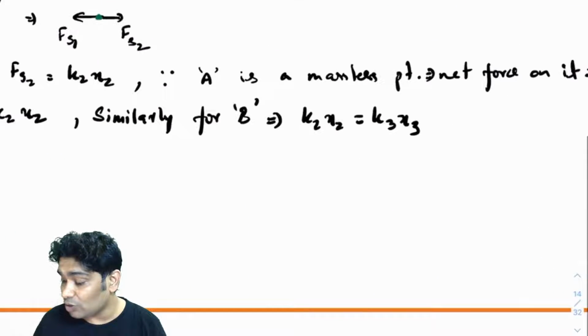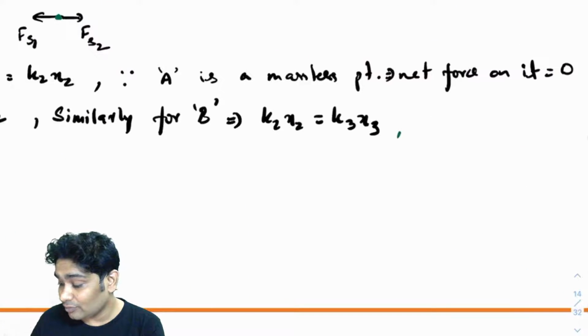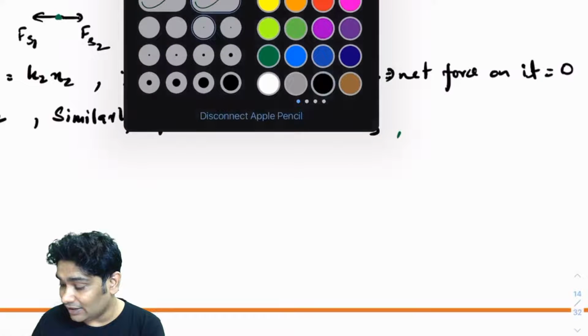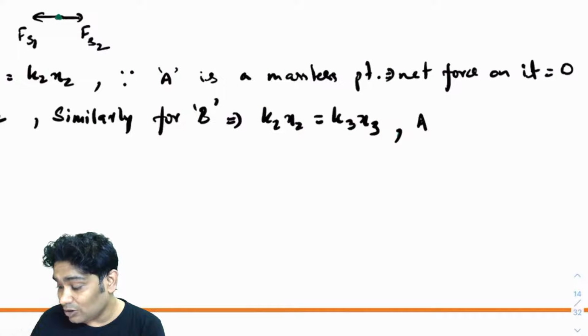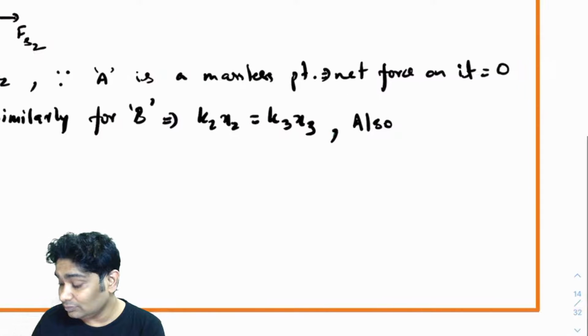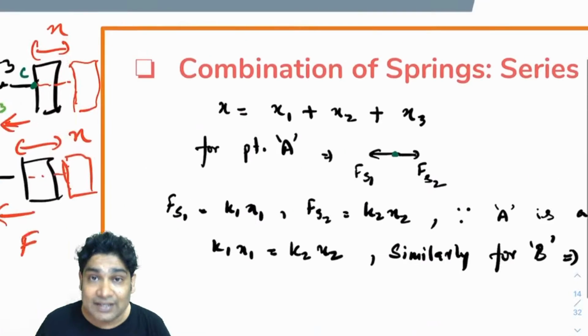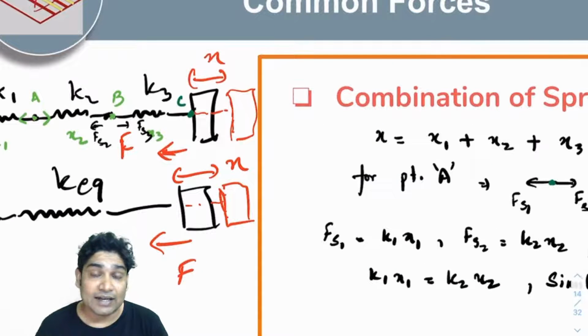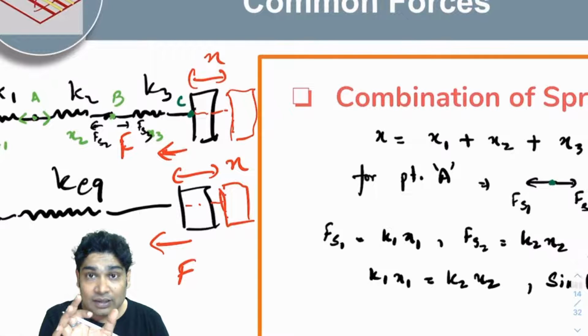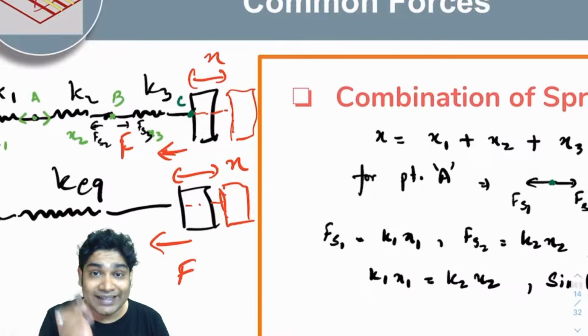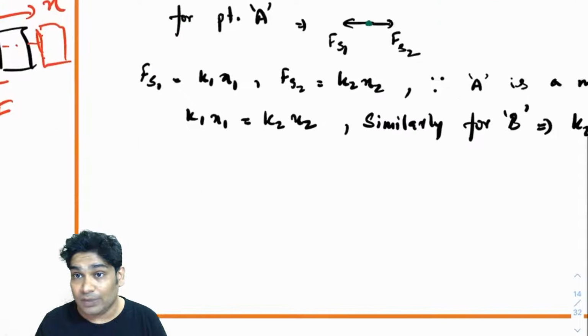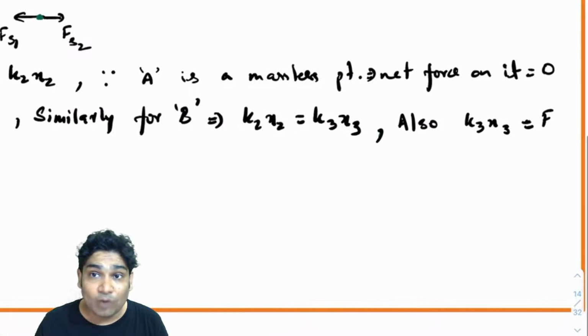All right, so please also note, let's write that. Also, K3 x3 is nothing but F, because point C is the point that is connected to our mass. Point C is a point of spring 3. So spring 3 would be pulling it with K3 x3, where x3 is the elongation in spring number 3. So please remember that. So I have all these relations.